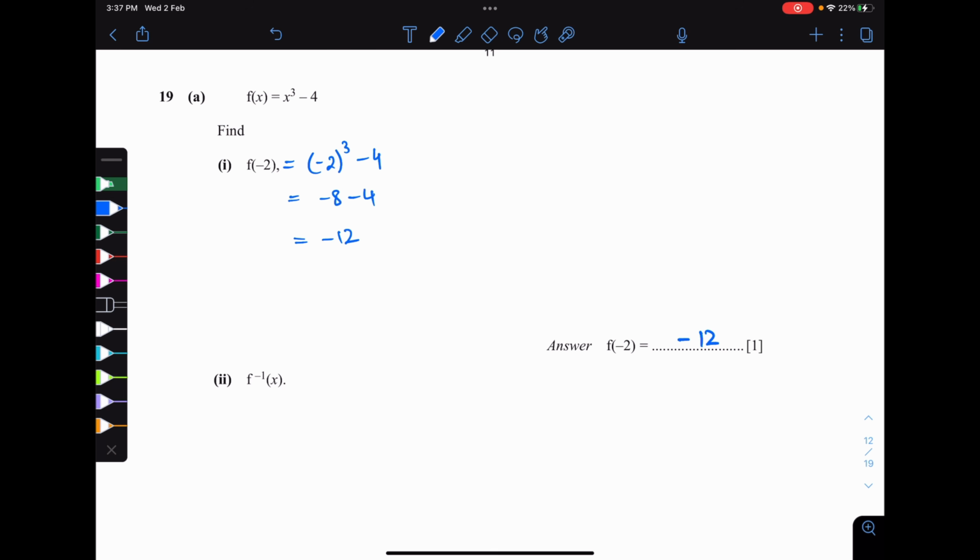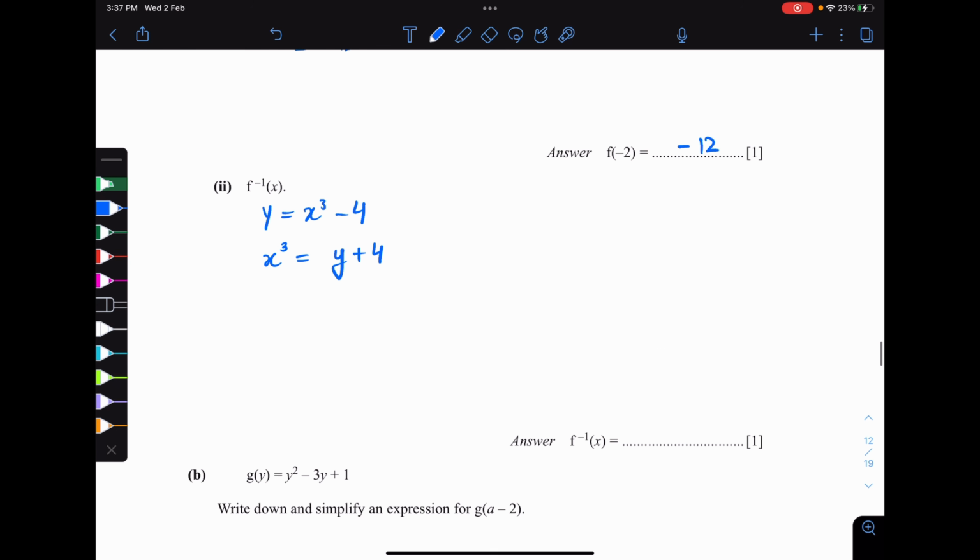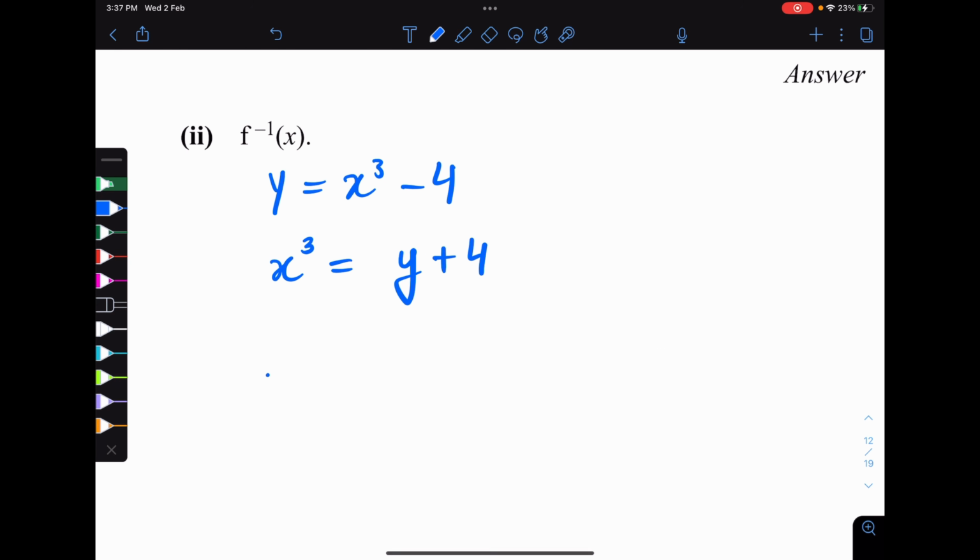Do not forget to put your answers in the answering space. Now for f inverse of x, it's going to be very simple again. The first step is y equals x cube minus 4. And now we're going to try to make x the subject. So x cube equals y plus 4. And now to get rid of the cube, we have to take a cube root on the other side. Or you can do an alternate step by taking cube root on both sides. That is equivalent to the cube root of y plus 4.